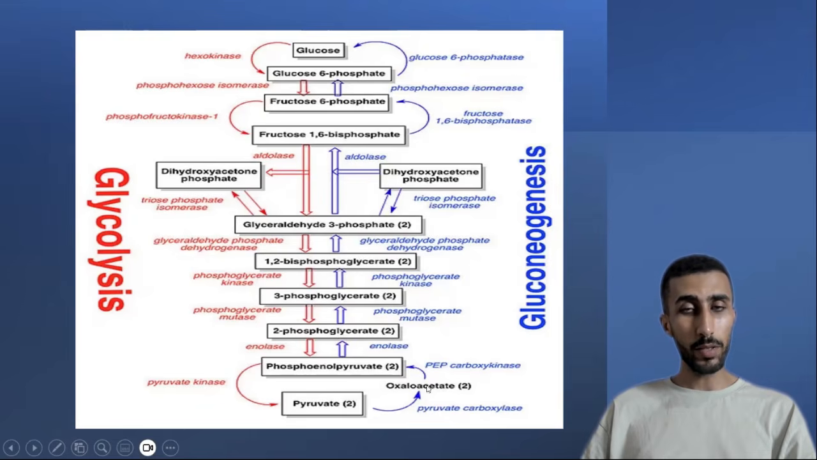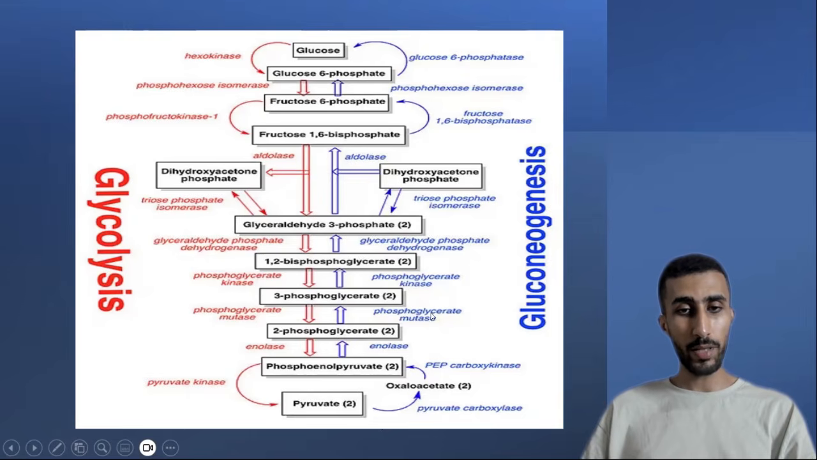So pyruvate is going to be converted into oxaloacetate by pyruvate carboxylase, and then oxaloacetate to phosphoenolpyruvate by phosphoenolpyruvate carboxykinase. So this is the first irreversible enzyme, parallel to the pyruvate kinase step. From phosphoenolpyruvate to pyruvate through pyruvate kinase. On the other hand, from pyruvate to phosphoenolpyruvate takes two steps. First, pyruvate carboxylase to oxaloacetate, and oxaloacetate to phosphoenolpyruvate by phosphoenolpyruvate carboxykinase. Then these two enzymes can go in both directions.